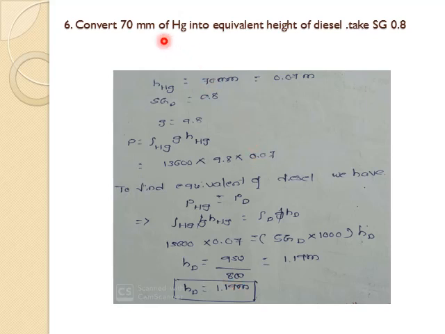So when you use mercury as the manometric fluid, the height of the column is 0.07 meter. When you use diesel as the manometric fluid, the height of the diesel is 1.19 meter. So that is today's question.